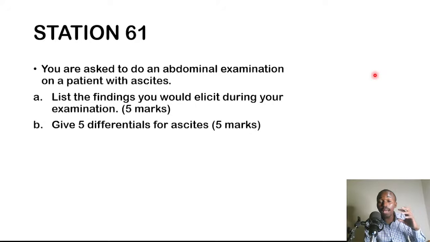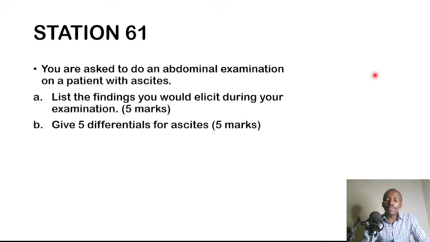And whenever you're answering your questions, never assume that the examiner knows. Answer it in a way that you're teaching the examiner. That way you will get the best of both worlds. So you list the findings you would elicit during examination. Remember your IPPA. Give 5 differentials.